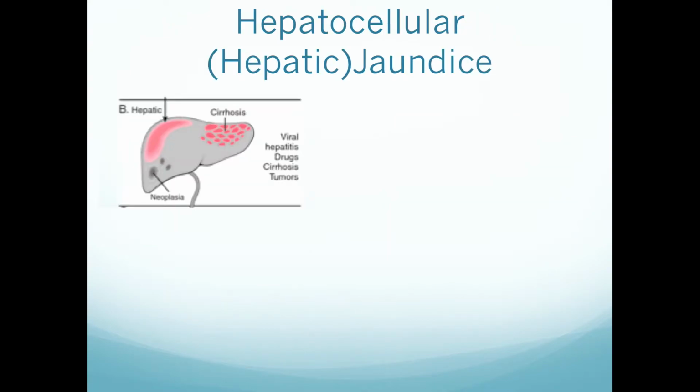Then we have hepatocellular or hepatic jaundice, which means physically the cells of the liver are not working at the level necessary to clear the bilirubin from the body. This could be due to a variety of causes. You see a number of them listed here. It could be due to different viral hepatitis cases that we'll see. Different drugs can cause this, as can cirrhosis of the liver and cancers. So something is affecting the liver itself.